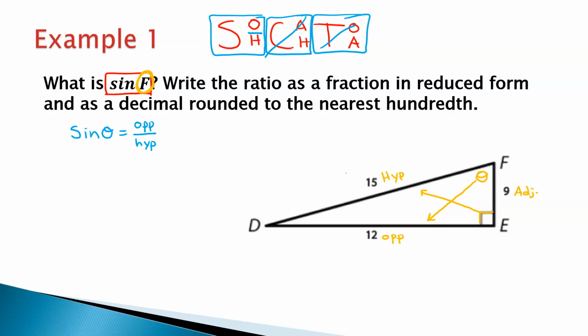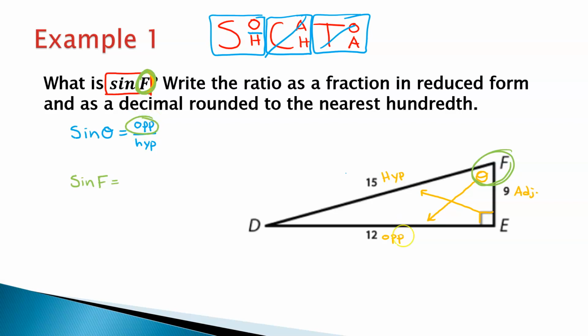All right, now let's just go ahead and plug in what we know. So here we have sine of theta, no longer going to be theta. Remember, we're standing at angle F. Theta's over here at angle F. Sine of F is equal to, what was our opposite?